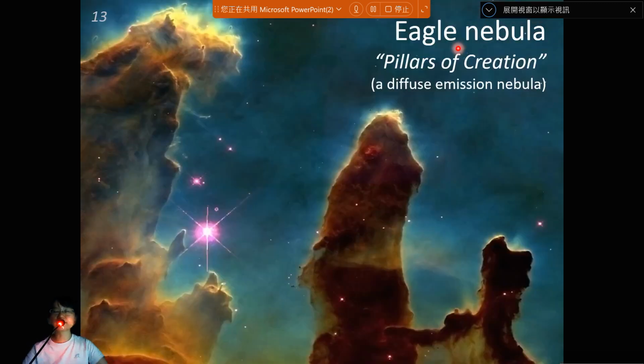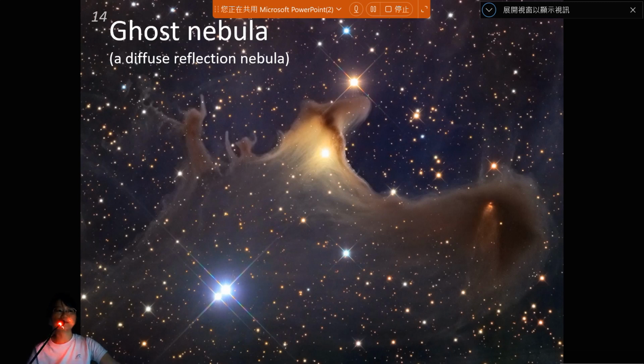Eagle Nebula. This is from the Hubble telescope. It is the most well-known nebula, the Pillars of Creation. It's again a diffuse emission nebula. You see the distant star here, and the star is irradiating the clouds. You see that this is really dense. Ghost Nebula. It is a diffuse reflection nebula. There are no real nearby stars that irradiate, so it just reflects the starlight from other more distant stars.